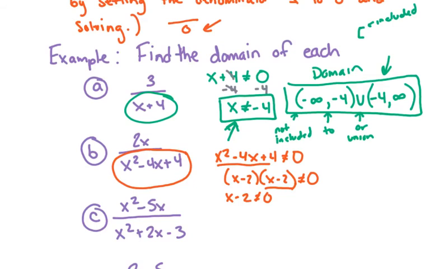And now we can solve just like we did for part A. So I'm going to add 2 to both sides. So x cannot equal 2. So that's my domain. If I wanted to write it using interval notation, I could write negative infinity to 2 and 2 to infinity.